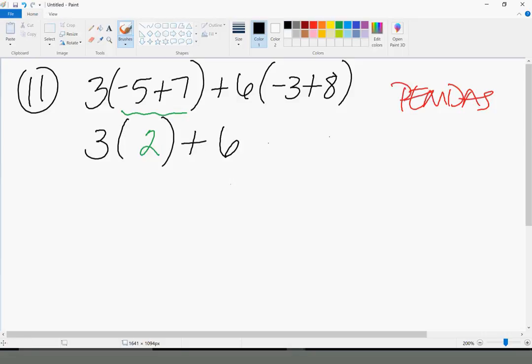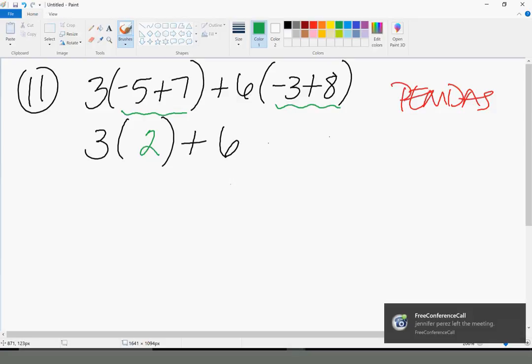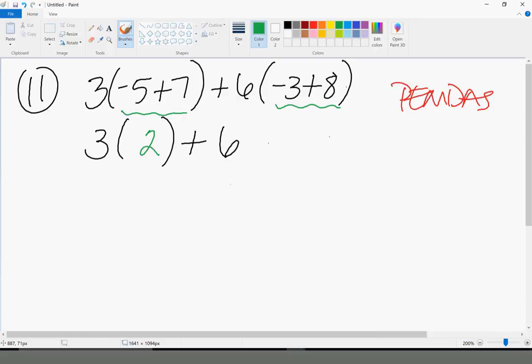Okay? Now let's do this other set of parentheses. So they have different signs as well, so we're going to take the sign of the larger number. Which one's bigger, 3 or 8? 8 is bigger, so my answer is going to be positive. And then what's the difference between 8 and 3? 5. So it's going to be a positive 5. And I just wrote everything else around those numbers.